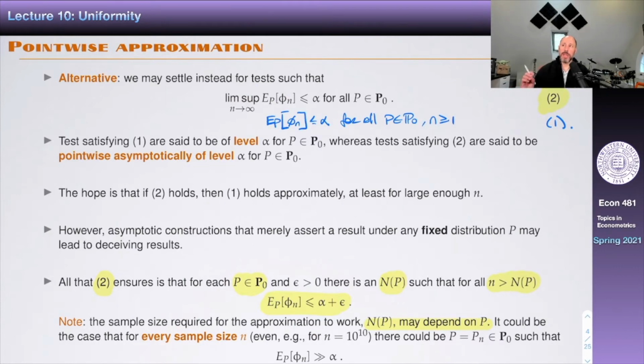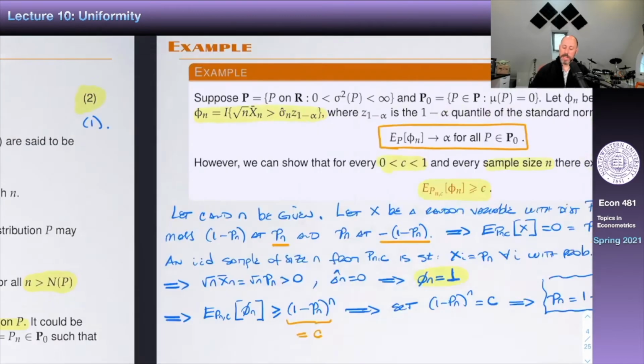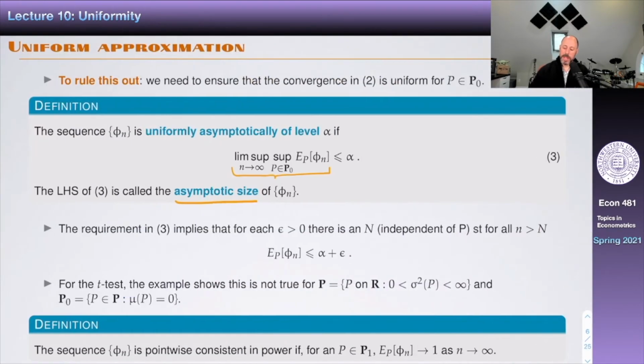So if you want to be very careful about your language, when you just look at an expectation of the test for a given probability, you want to say rejection probability, limiting rejection probability if you're taking this. But size is something that, in the word, has this supremum over it. The definition of size is the worst rejection probability under the null.